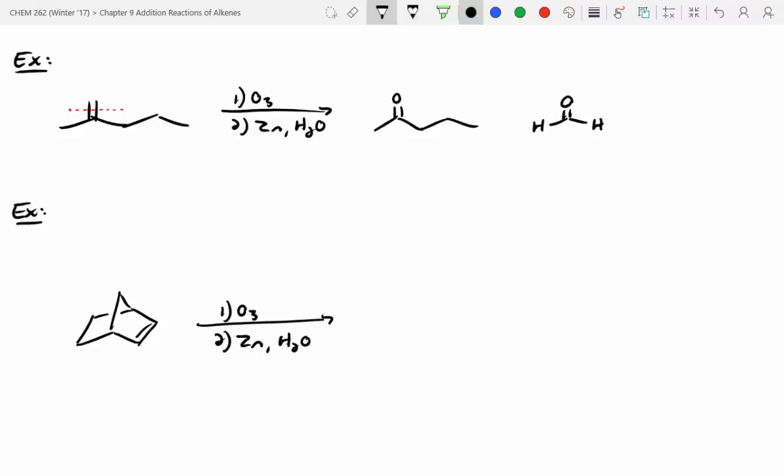So this is a bicyclic ring system, so you guys remember that from last term, where an alkene is a part of one of the rings.